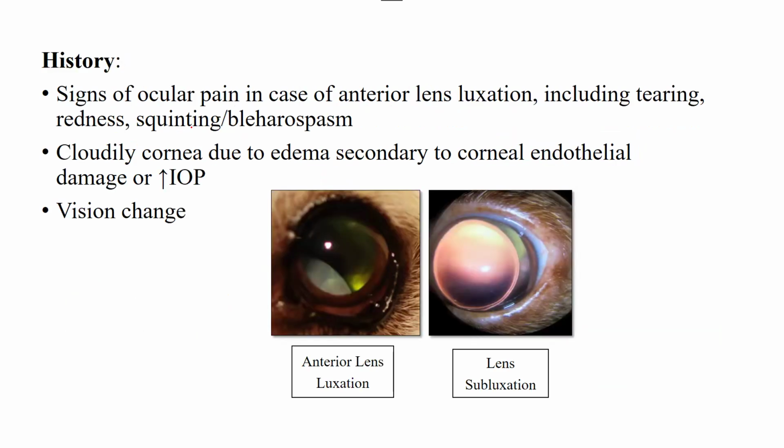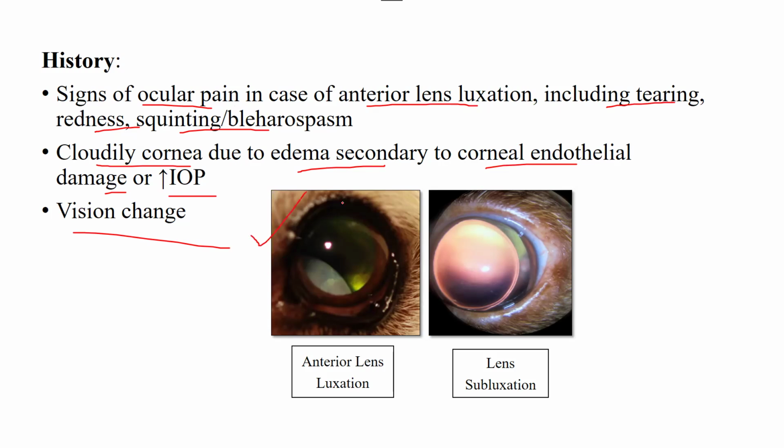As far as the history is concerned, what the owner is going to give you, what they are going to mention in the exam question, is that the dog has been presented with signs of ocular pain in case of anterior lens luxation, including tearing, redness, squinting, or blepharospasm. There might be a cloudy cornea due to edema secondary to corneal endothelial damage, or increased intraocular pressure, or there will be a history of vision changes.